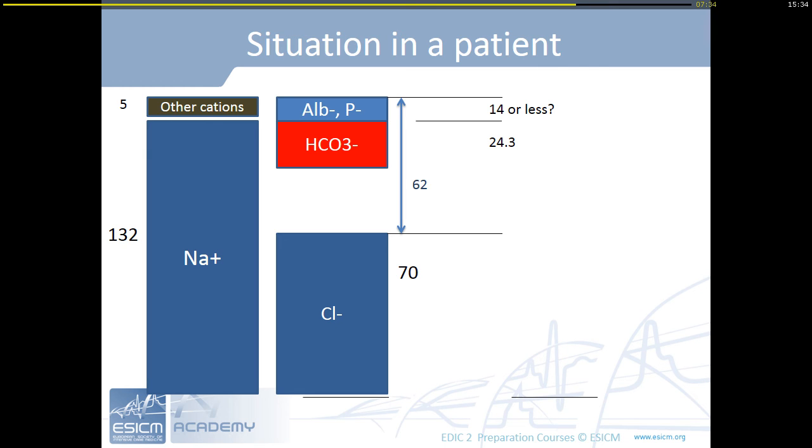So if the assumed or measured albumin together with bicarbonate does not fit into the strong ion difference, into the difference between sodium and chloride, it means that there is a circulating acid, okay? We don't know what acid it is.